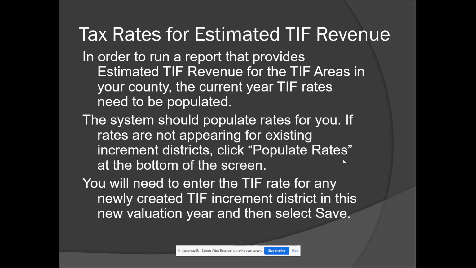Department of Management. One of the things that you do need to do, assuming that you have any TIF occurring within your county, is that you need to be able to run a report that provides estimated TIF revenue for the TIF areas in your county. And in order to do that, you do need to make sure that the current year TIF rates are populated within the system. The system should populate the rates for you. If they're not appearing for any existing increment districts, you can click Populate Rates at the bottom of the screen. But you also do need to enter the TIF rate for any newly created TIF increment districts in the new valuation year and then select Save.